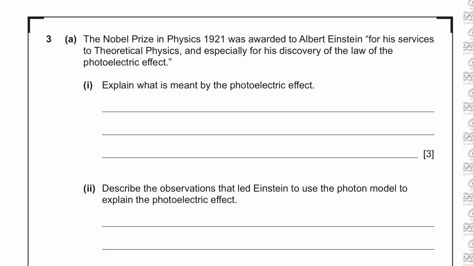The Nobel Prize in Physics in 1921 was awarded to Albert Einstein for his services to theoretical physics and especially for his discovery of the law of photoelectric effect. Explain what is meant by photoelectric effect.